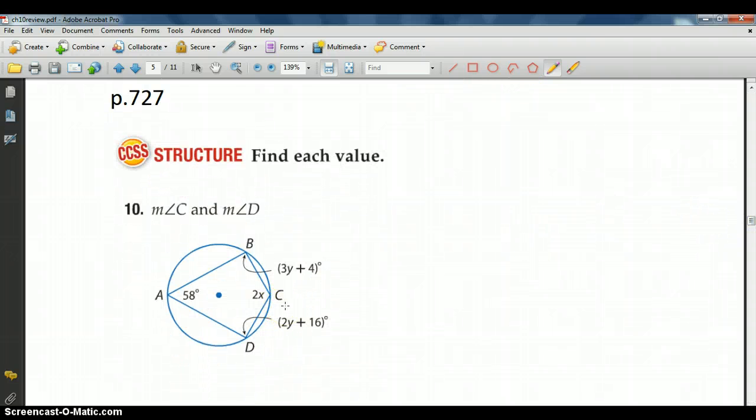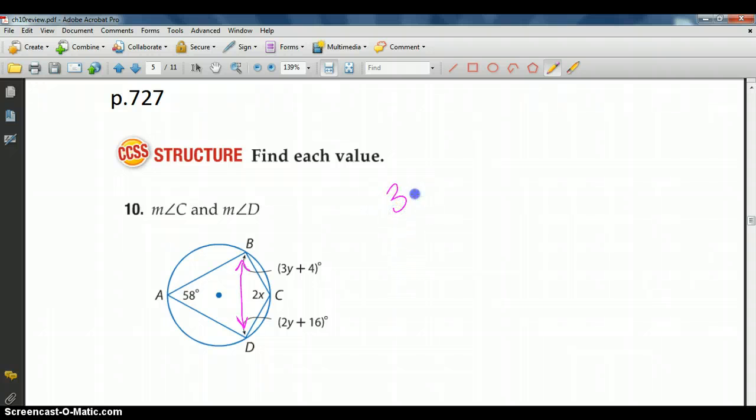Okay, this next problem comes from page 727. It's number 10. Find the measure of angle C and the measure of angle D. We have an inscribed quadrilateral. An inscribed quadrilateral is a four-sided polygon with each of its vertices on the circle. So the circle goes through each vertex. Whenever that's the case, we know that opposite angles will be supplementary.